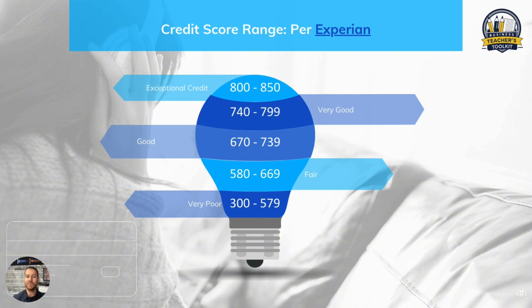Although in my time lending, the numbers were a little bit different. I found that anything 720 and above usually afforded you roughly about the same types of rates and experiences, and anything under 600 was usually going to be pretty tough. So my numbers were a little bit off, but this gives you a good starting point too.